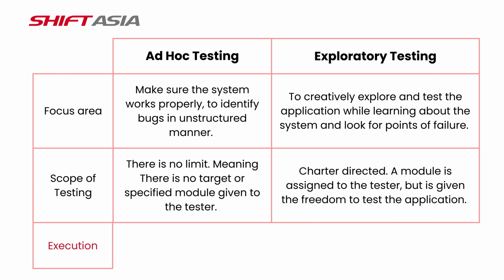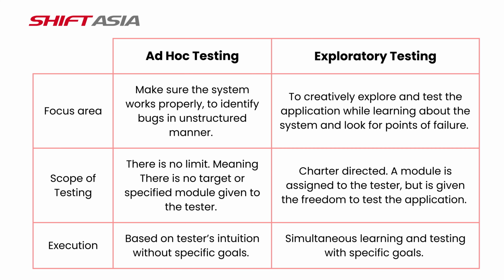For scope of testing, in ad hoc, there is no target or specified module given to the tester. Exploratory testing, on the other hand, is charter-directed. A module is assigned to the tester and they are given the freedom to test the application. And for test execution, ad hoc testing is performed based on the tester's experience and intuition without specific goals. Meanwhile, in exploratory testing, testers simultaneously learn and test with specific goals.